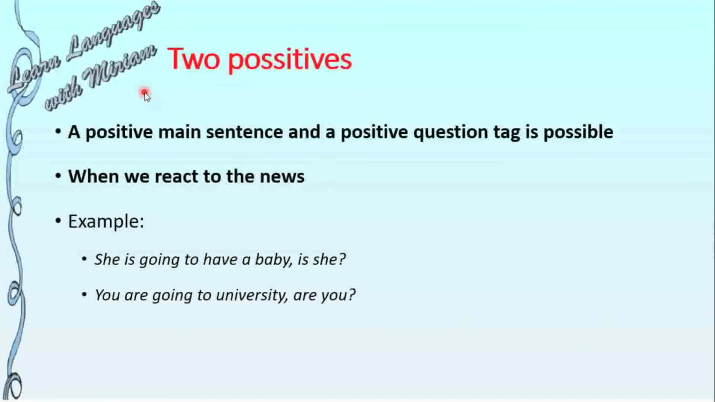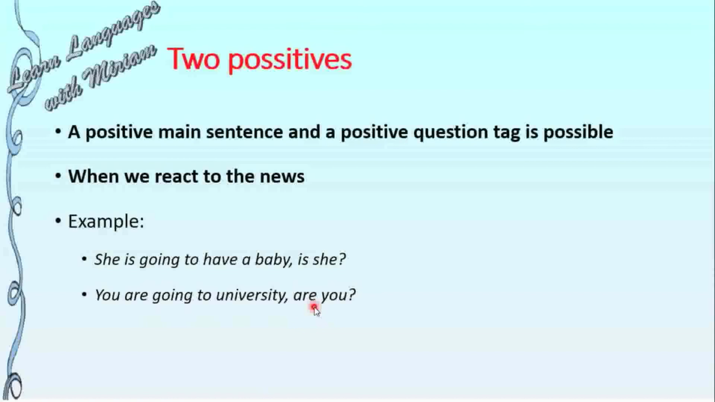Now pay attention with positive. A positive main sentence and a positive question tag is possible. So we can have two positives, one in the main sentence and the other in the question tag. When we react to the news, for example, she's going to have a baby, is she? Or you are going to university, are you? Look here, positive and positive.